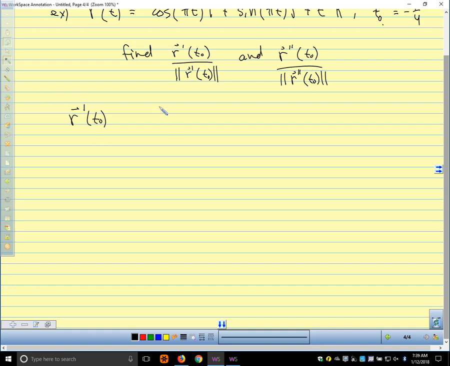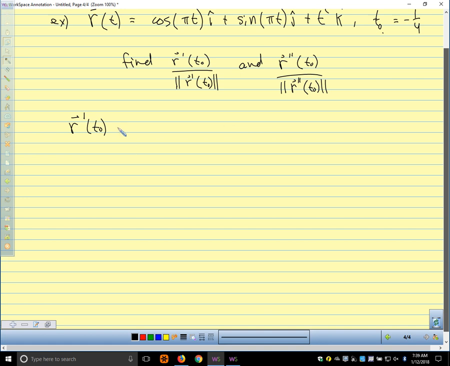r prime. What's r prime going to be here? Negative pi sine pi t i hat plus pi cosine pi t j hat plus 2t k hat. At t0.